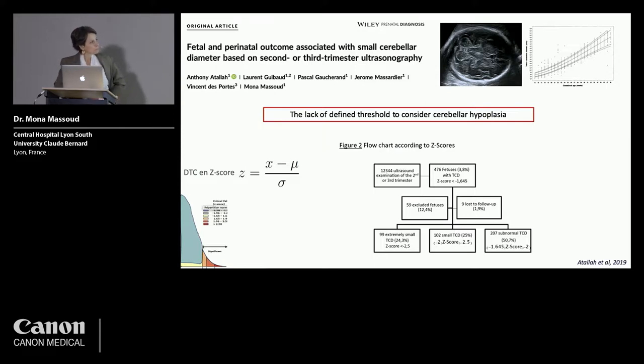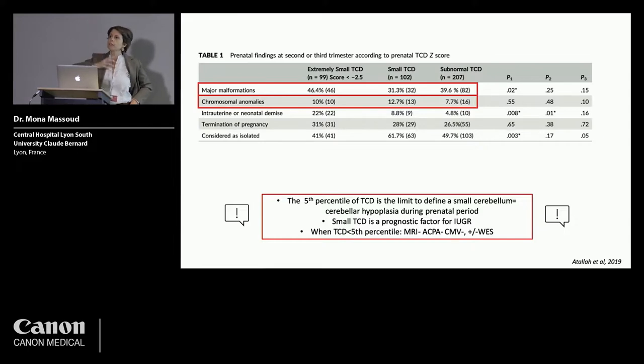We had more than 437 cases of small cerebellum, and we tried to diagnose the small cerebellum during routine ultrasound. And we tried to know what is the outcome of these fetuses. Well, we demonstrated that a small cerebellum is associated with several anomalies. It might be a trigger to refer the patients in order to have a diagnostic examination, because it is associated with major malformations in a significant percentage of cases.